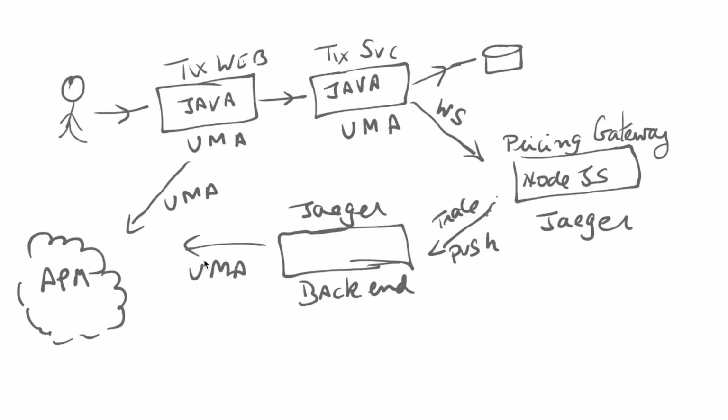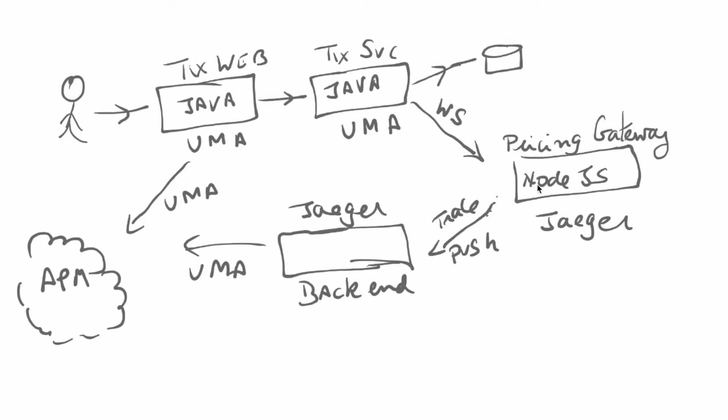Before I jump into the demo, here is a simple diagram of the deployment and the request flow. What you see here is our demo application, the TixChange app. It's a ticketing application that has the web front end, the services backend, and the request going to either the database or a web service call being made to a pricing gateway written in Node.js and instrumented with Jaeger. The web and the services components are written in Java and instrumented with our Universal Monitoring Agent.